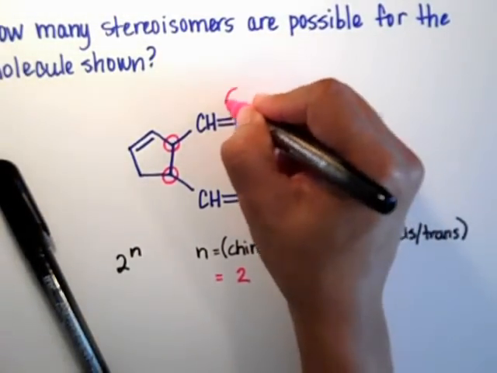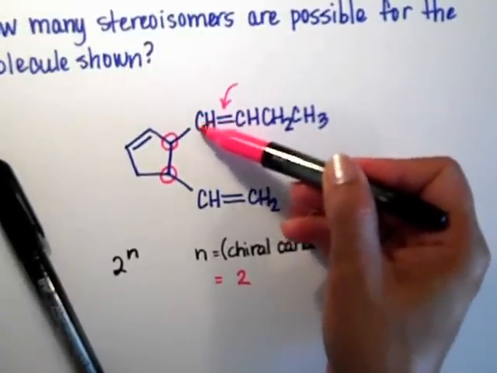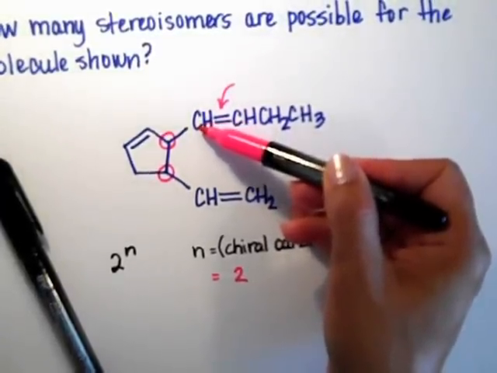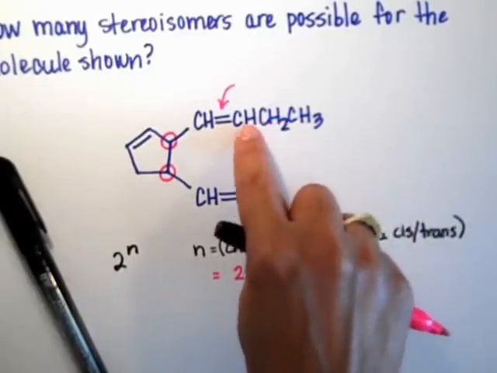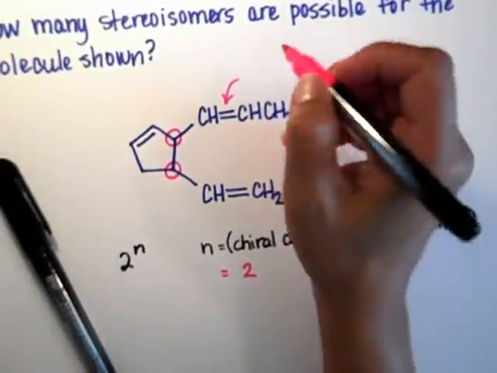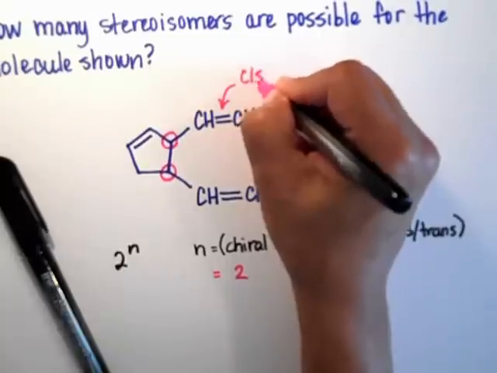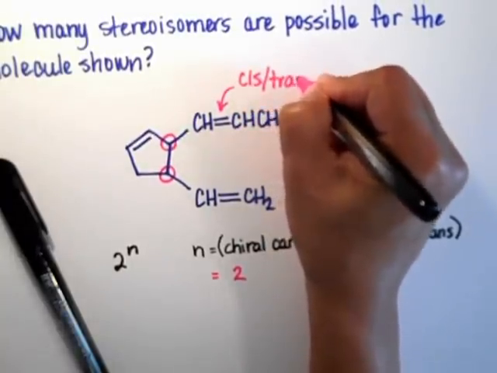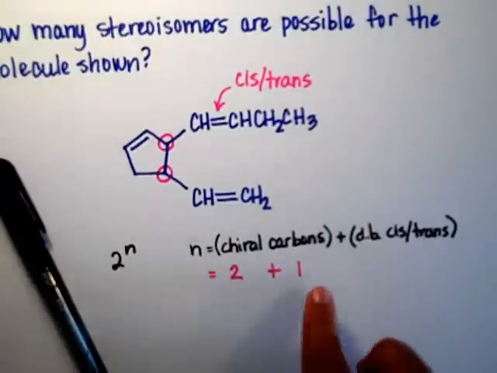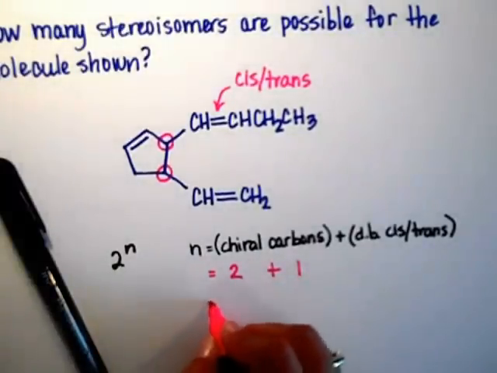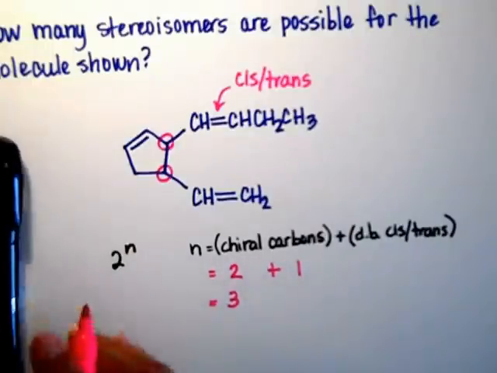This carbon at the top, however, notice that I have 2 different substituents on the left carbon of the double bond and 2 different substituents, a hydrogen and an ethyl, on the right side of the double bond. So that double bond right there could be cis or trans, and I can count that as a source of stereoisomers. So if you do the calculation, n comes to 3.